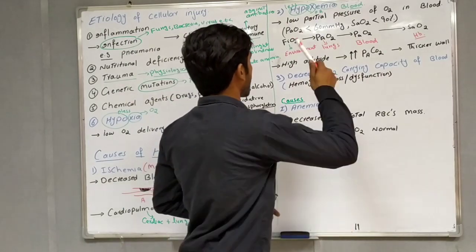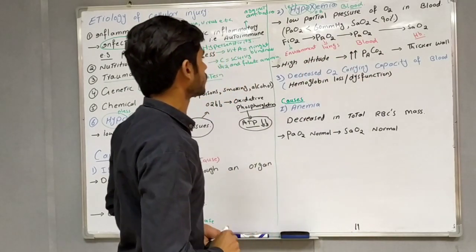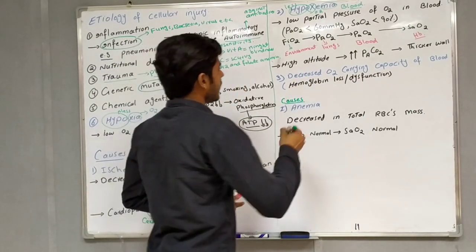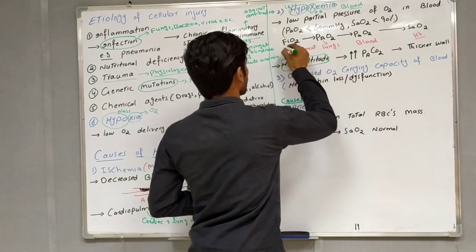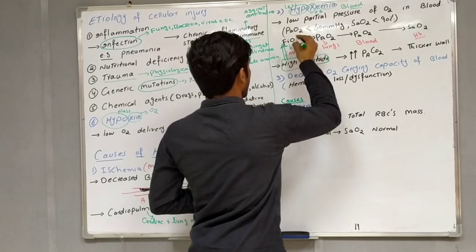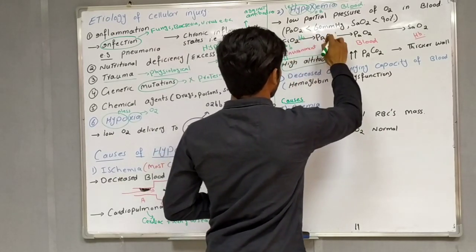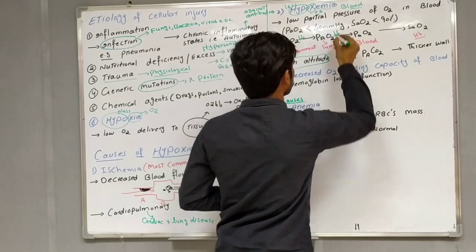So what is hypoxemia? This was the normal case, but what happens in hypoxemia? Let's suppose the first case is high altitude. When a person is at high altitude, the environmental partial pressure of oxygen will be low. When this is low, automatically less oxygen will come into the lungs. When less oxygen comes into the lungs, the partial pressure of oxygen in the lungs will also be low.